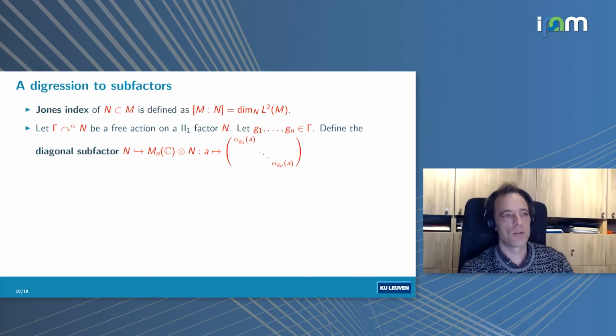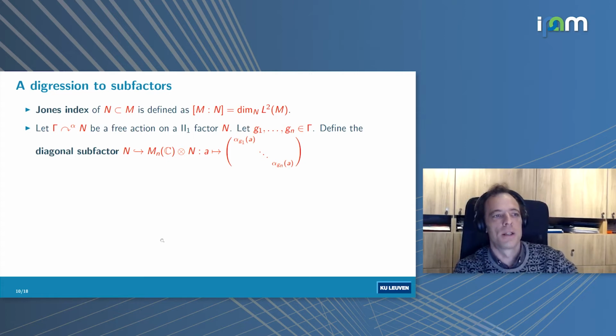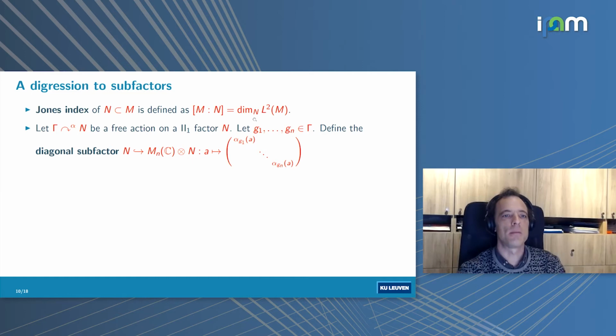Okay, let's make a digression to subfactors. So the famous Jones index is given by the Murray-von Neumann dimension of, so if N inside M is an inclusion of II_1 factors, you can look at the N-dimension of M, and that is called the Jones index. And we call this a finite index subfactor if the index is finite.